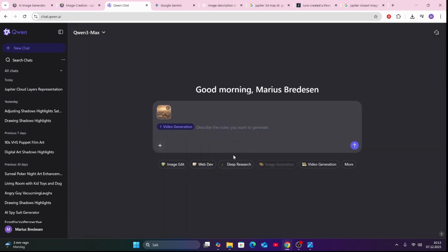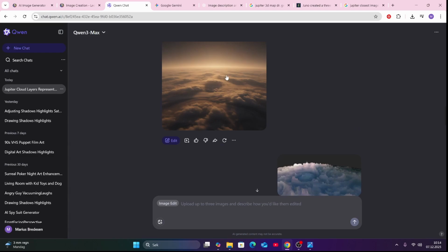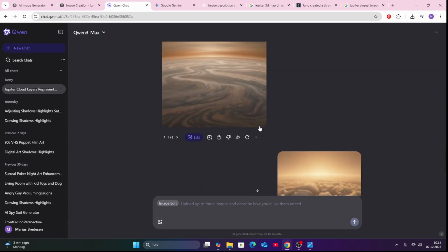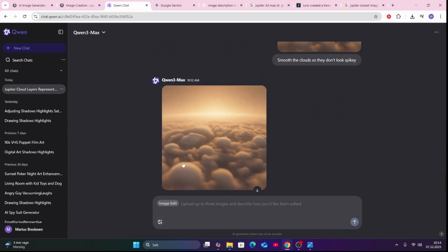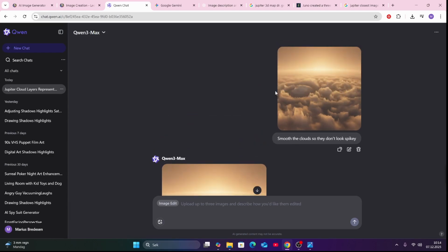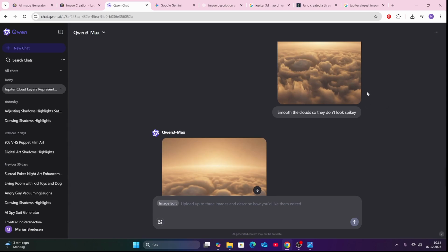So let's see what it does. And this one is the best, if you ask me. Even though it doesn't perfectly capture that same topography of the clouds, it looks the most realistic. We have a hazy atmosphere. We're far away from the sun, so it's very dark. And this one would be the best representation of actual clouds that follow that same depth map.